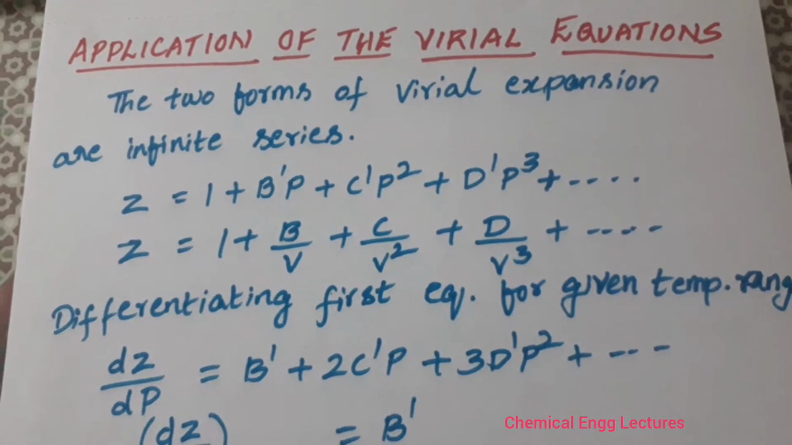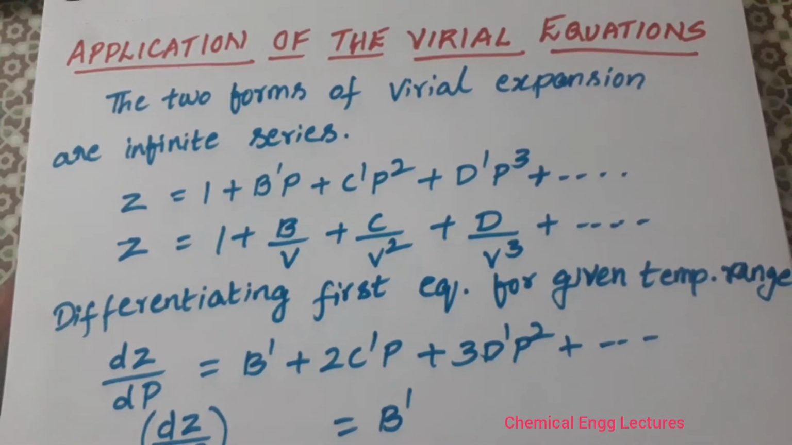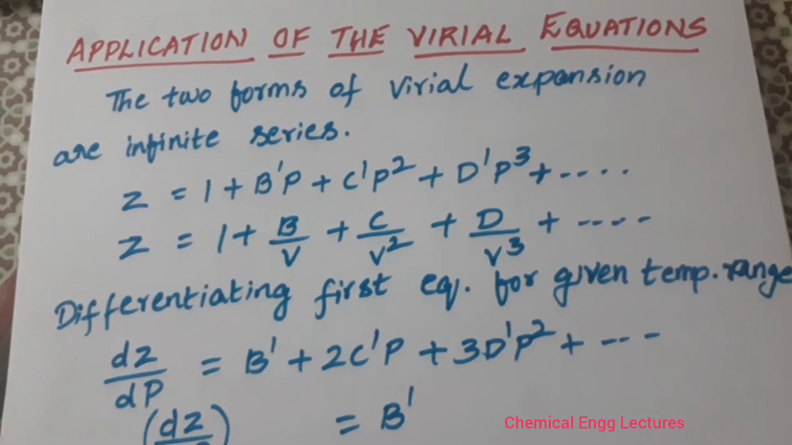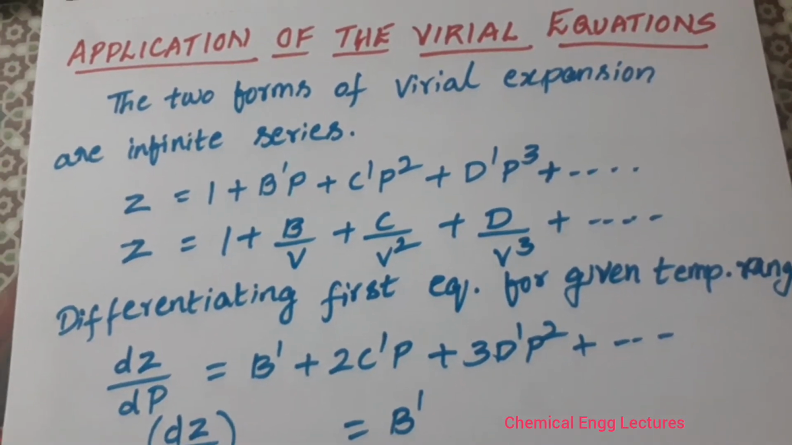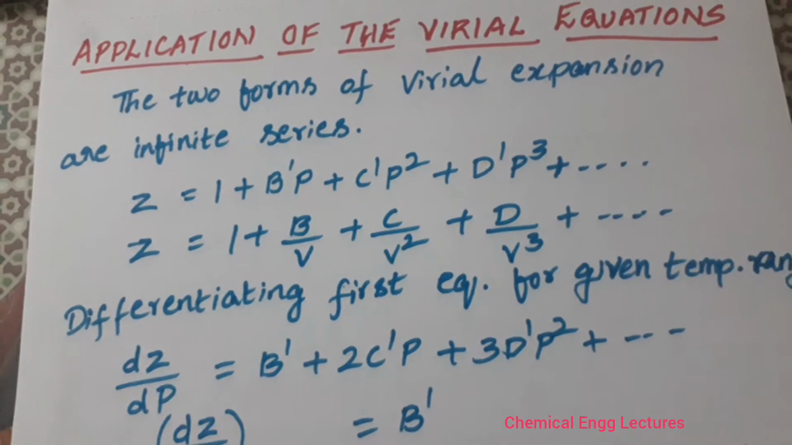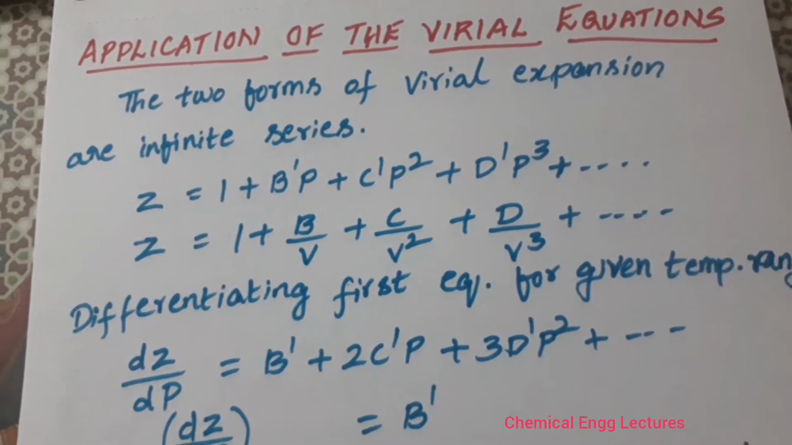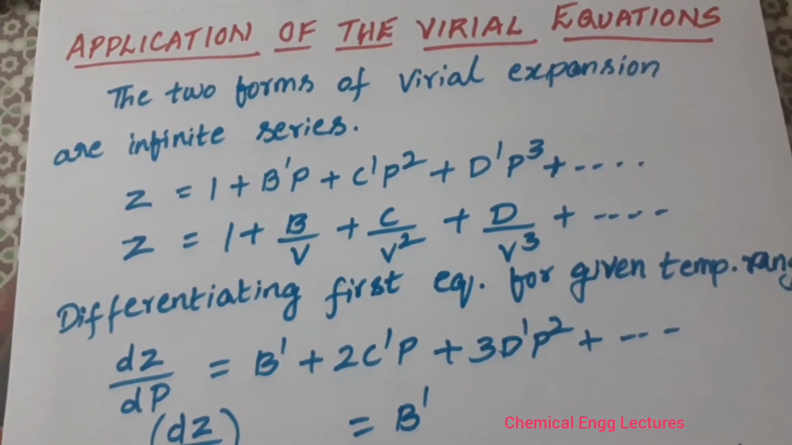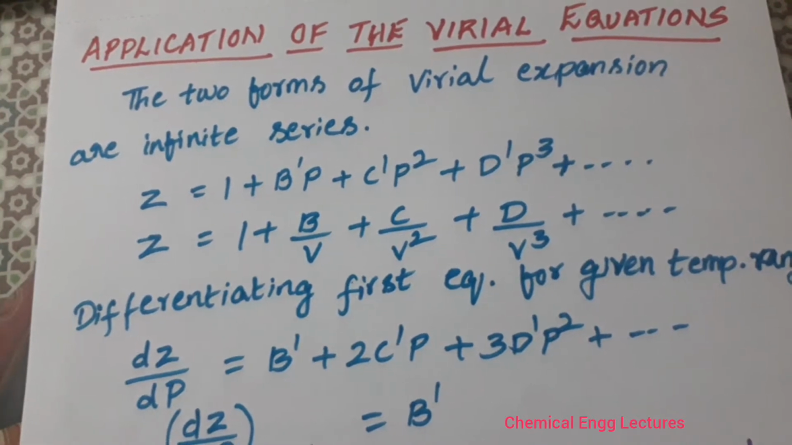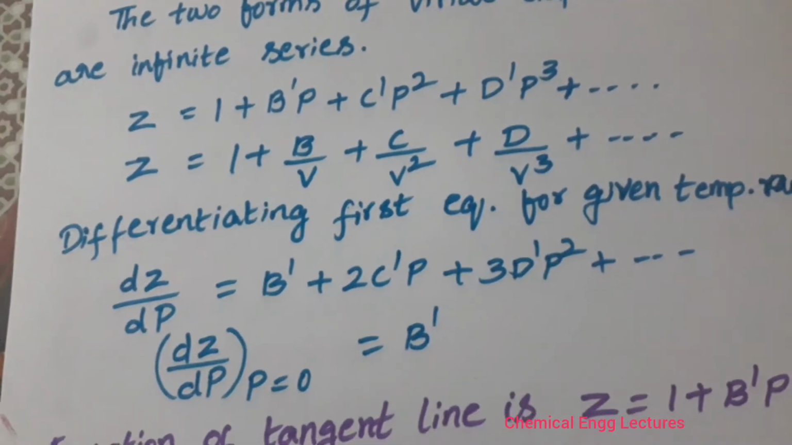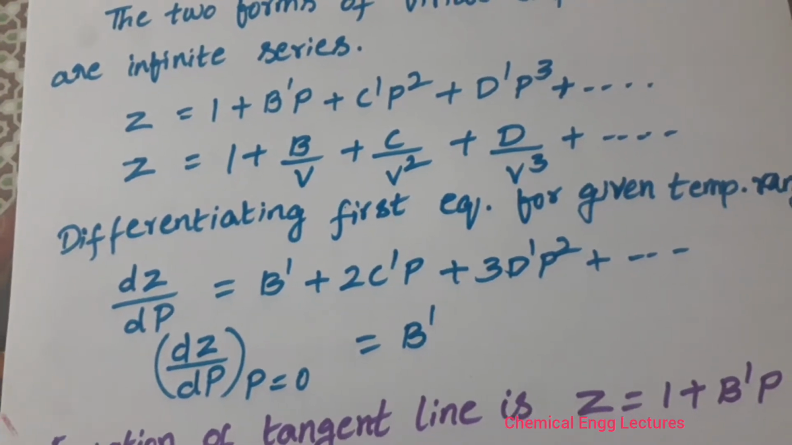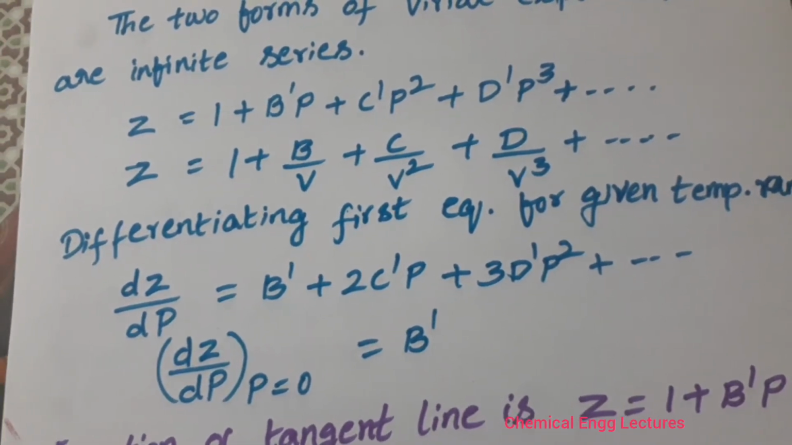Sorry for the delay. Today the topic is application of the virial equations. The two forms of virial expansion are given by the infinite series. That is z equal to 1 plus B' P plus C' P squared plus D' P cubed plus and so on. Similarly, we can replace this P with 1 by V, that is, z is equal to 1 plus B by V plus C by V squared plus D by V cubed.